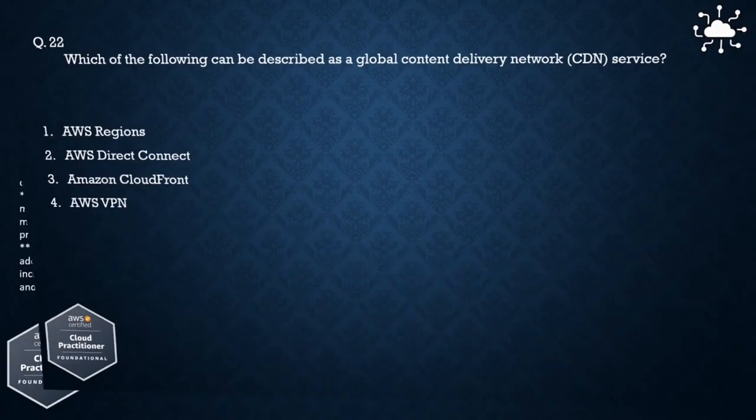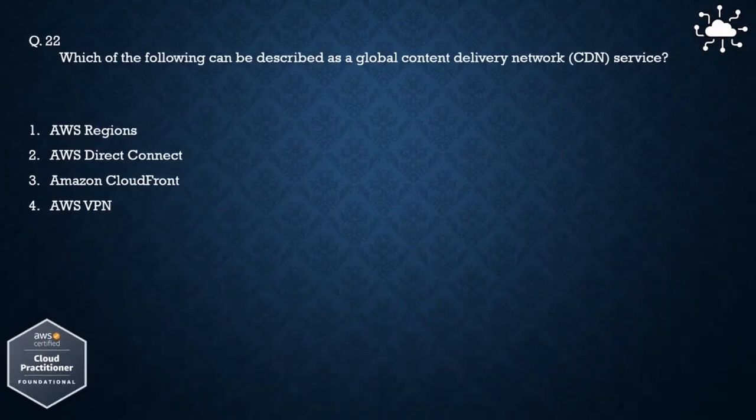Question number 22. Which of the following can be described as a global content delivery network, CDN, service? 1. AWS Regions. 2. AWS Direct Connect. 3. Amazon CloudFront. 4. AWS VPN. The correct answer is Amazon CloudFront.